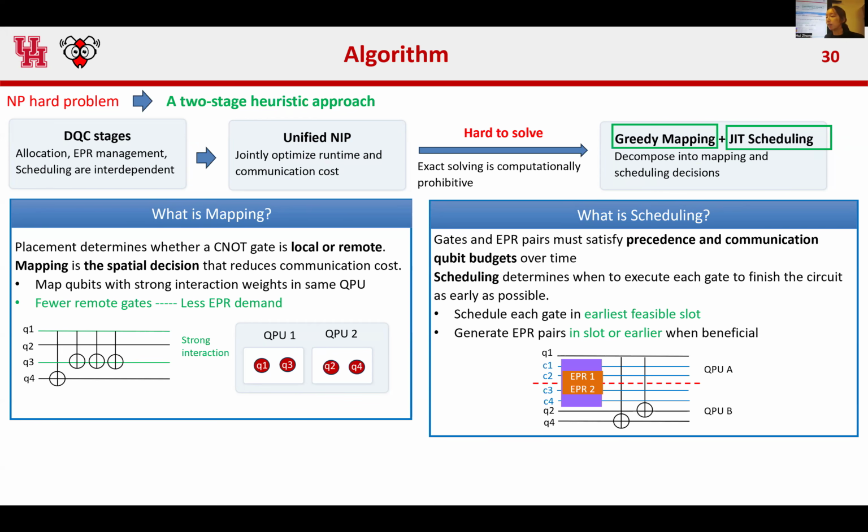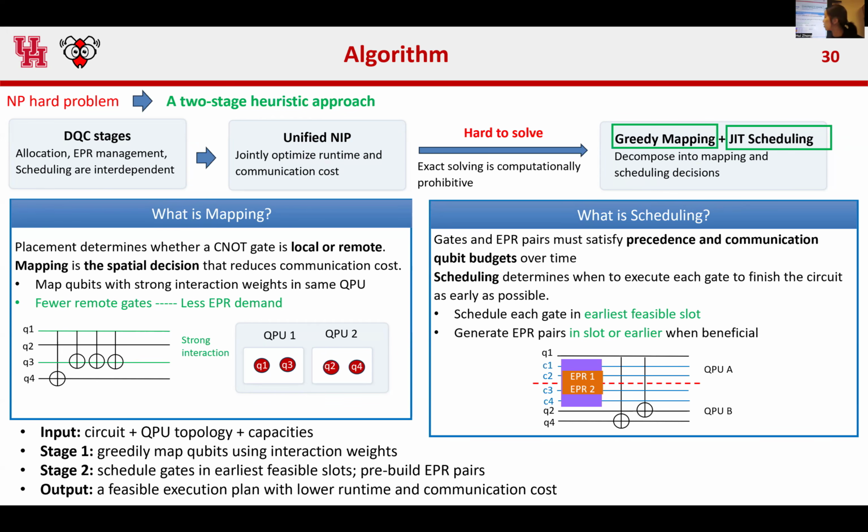So then we can finally get some kinds of execution plans. Just in summary, for the algorithm, the input is the circuit, QPU topology, and capacities. Then we have two stages. Stage 1 is greedily mapping qubits using the interaction weights. Stage 2 is scheduling gates in the earliest feasible slots, and we will allocate the EPR pairs. Then the final output will become a feasible execution plan with lower runtime and communication cost.